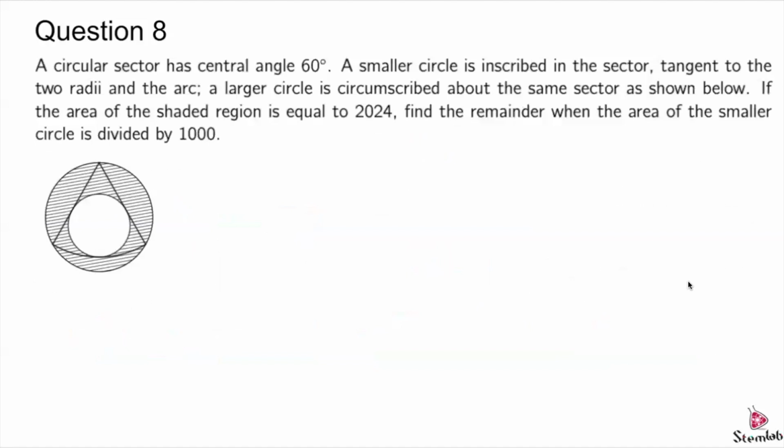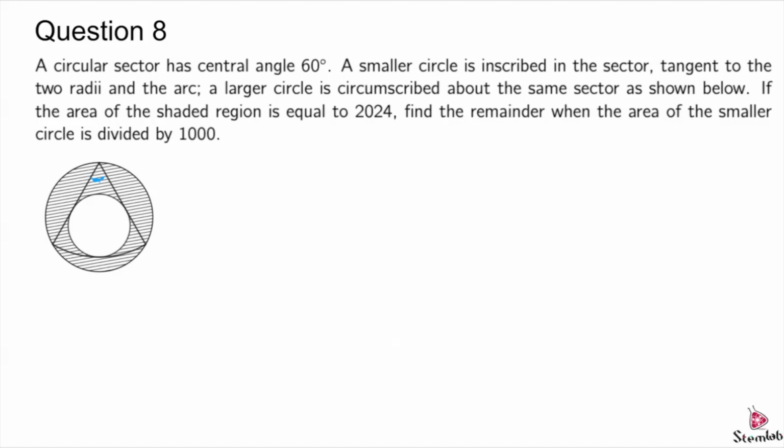Question 8. Okay, a circular sector has a central angle of 60 degrees. So that means that the angle that we have right here is 60 degrees. A smaller circle is inscribed in the sector, tangent to the two radii and the arc. A larger circle is circumscribed about the same sector, as shown below. If the area of the shaded region is 2024, find the remainder when the area of the smaller circle is divided by 1,000.